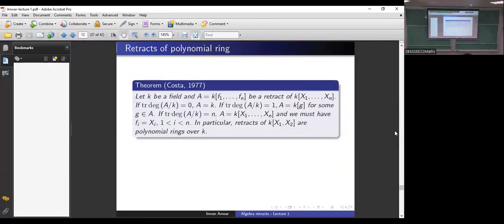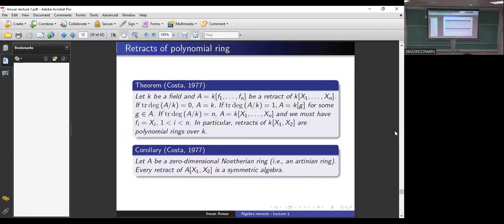Then there is an important theorem which says: let K be a field and A an algebra retract of the polynomial ring K[x1,...,xn]. Then the transcendence degree of A over K is 0, or A is equal to K. This is an important result in the context of the retraction problem. In particular, it shows that K[x1,x2] has only K as an algebra retract. That proves the Costa problem for n equal to 2.